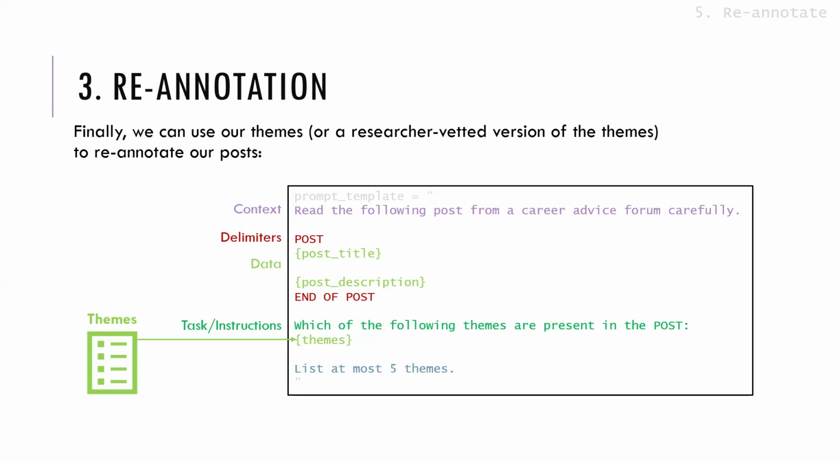Yeah, but maybe what you might want to do is to take the list of themes and then re-annotate the data set again. Okay, so we will do this with the following prompt. Again, we iterate through the whole data set, read the post, feed in the data, but this time the instructions are slightly different, right? We are asking which of the following themes are present in the post. Okay, and in that situation, we dump in the whole set of 20 themes. And here I'm asking it to list at most 5 themes. Okay, but you can change the number. Maybe you just want 1 theme or something like that.